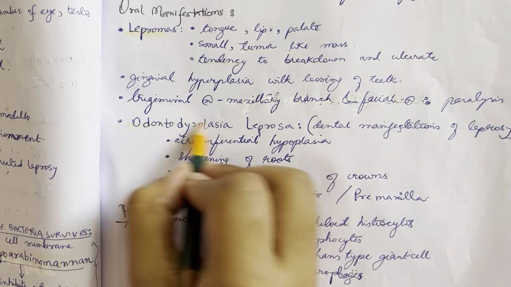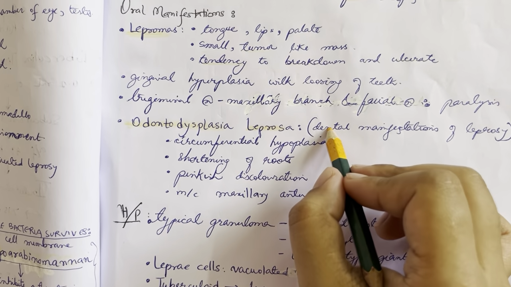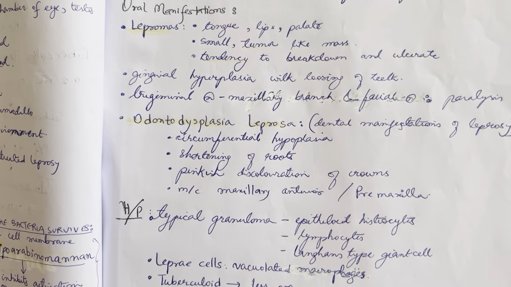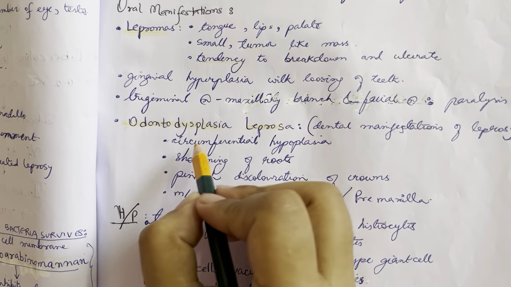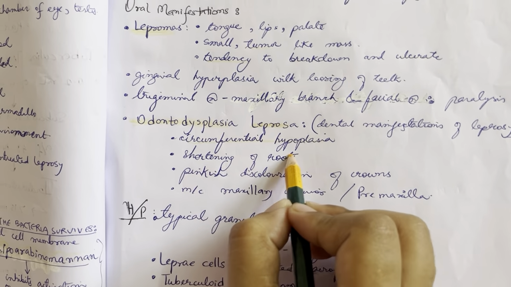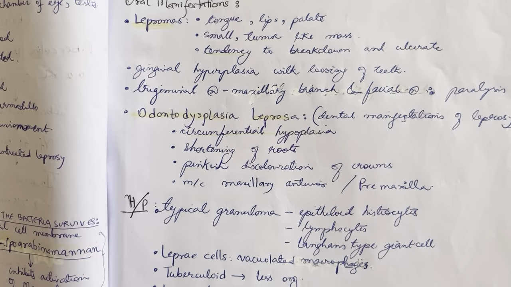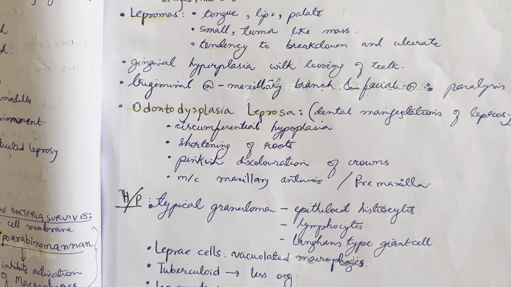And we call it odontodysplasia leprosa, which are the dental manifestations of leprosy. So how are the teeth affected? There can be circumferential hypoplasia, shortening of roots, and pinkish discoloration of crowns, and it is most commonly seen in the anterior maxillary region or the premaxilla.